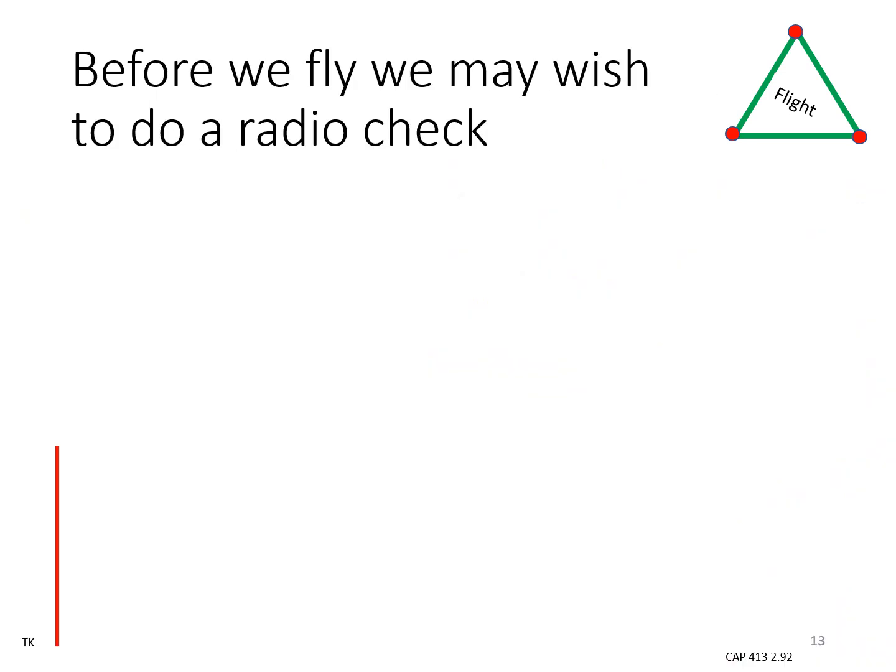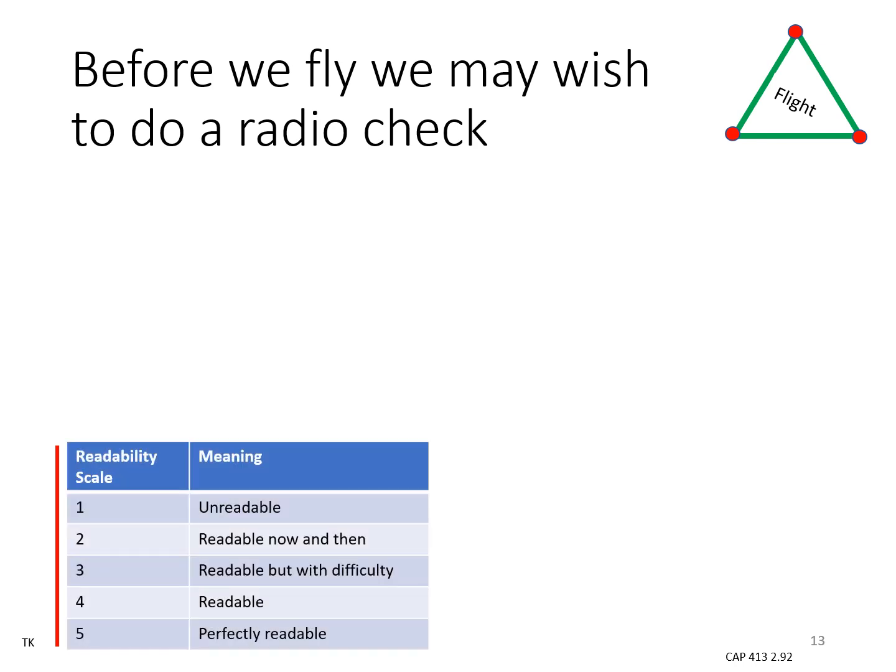Before we fly, we may wish to carry out a radio check. We use a readability scale where 1 is unreadable and 5 is perfectly readable. We may also add additional information, for example if the audio is distorted or noisy. Let's see what that sounds like.